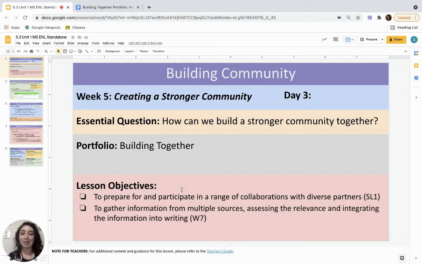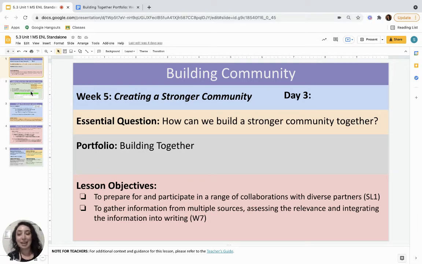Today's video will cover the continuation of working on the Building Together portfolio and covers the following lesson objectives: to prepare for and participate in a range of collaborations with diverse partners, and to gather information from multiple sources, assessing the relevance and integrating the information into writing.